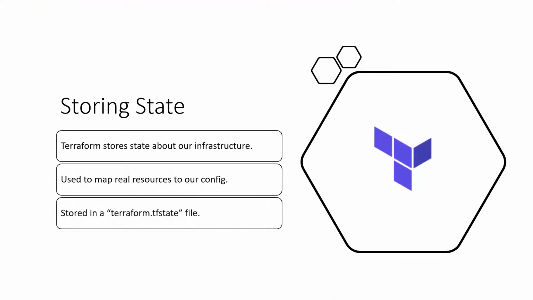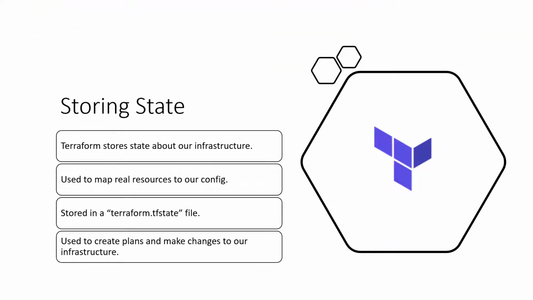In order to work remotely, we need to store the state of our infrastructure. Terraform uses this state to map our resources to our configuration. This is stored in a file named terraform.tfstate, which can be stored either locally or remotely. Terraform uses this file to create plans and make changes to our infrastructure.